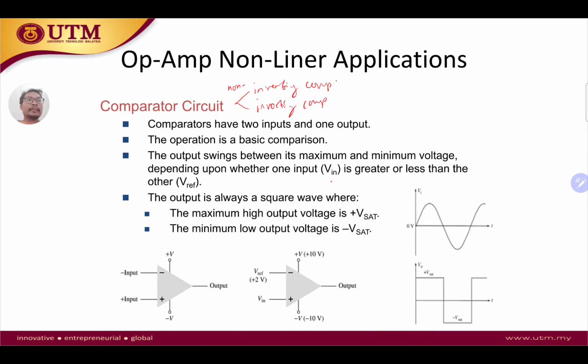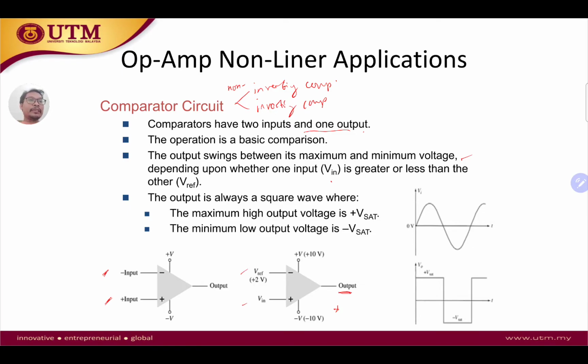So what are comparators? A comparator is a certain configuration of the op-amp. It has two inputs and one output. The operation is a basic comparison. Basically, we want to compare the values on the minus input terminal and the plus input terminal. The output swings between its maximum and minimum voltage depending on whether one input is greater or less than the other, which is called the reference. So we are looking at the output terminal here, and the output will depend on the comparison, the difference between Vref and Vin.